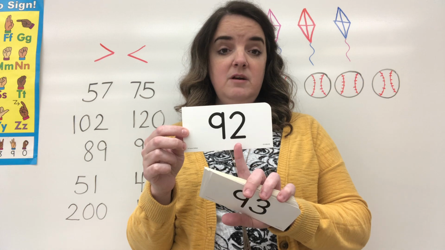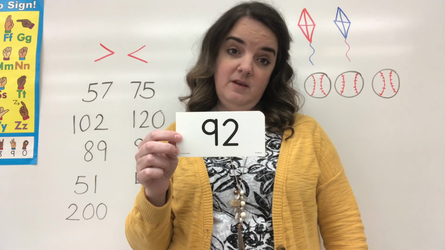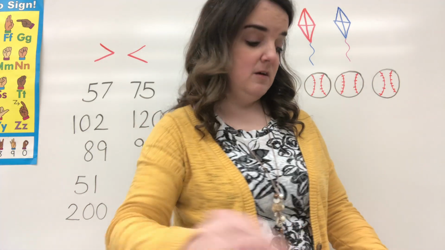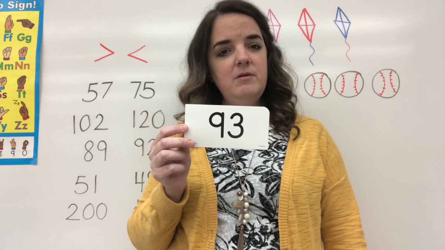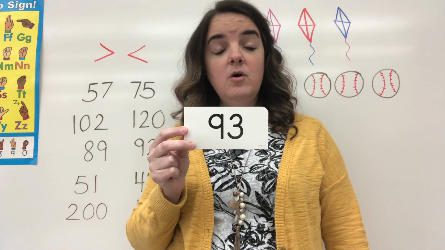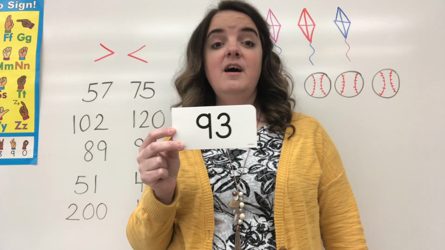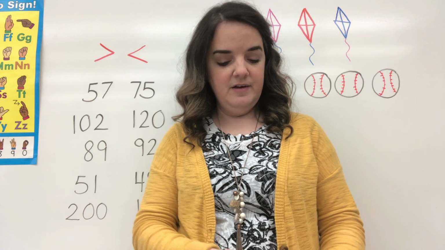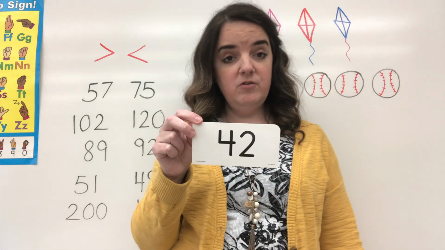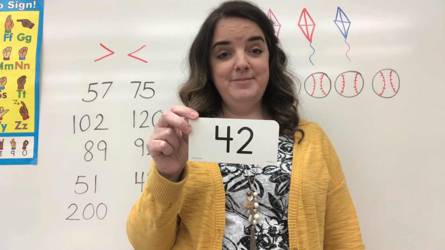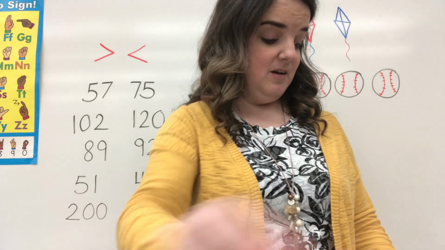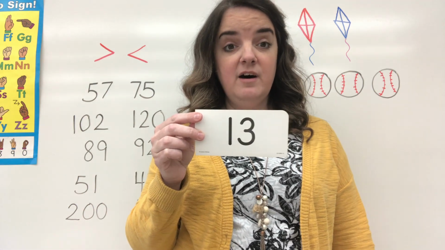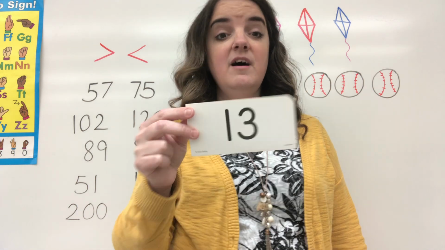So we're going to look at the number in the ones place. So 2, is it even? It is even, so 92 would be even. All right, 93. Would 93 be even or odd? And the correct answer is odd. Okay. What about 42? Would 42 be even or odd? And the correct answer is even. What about 13? Is 13 even or is it odd? The correct answer is odd.